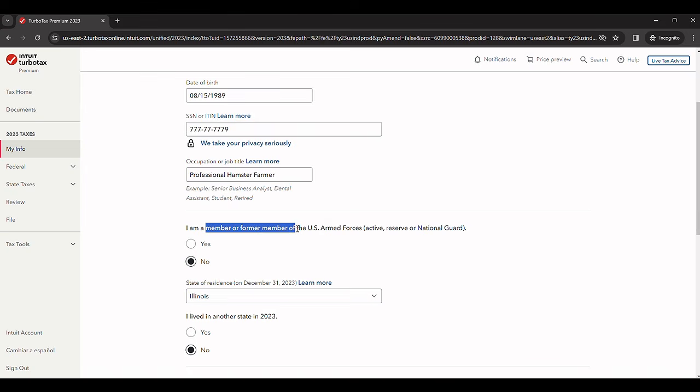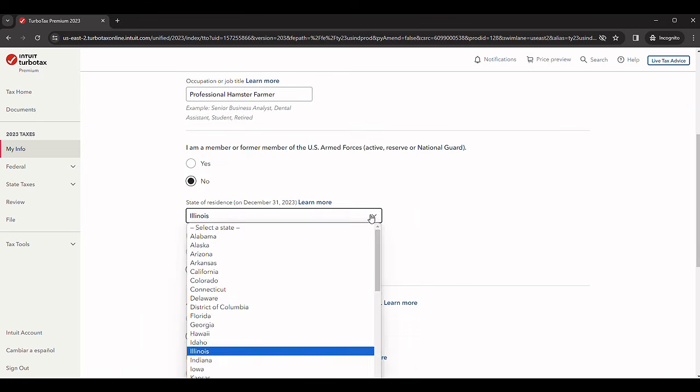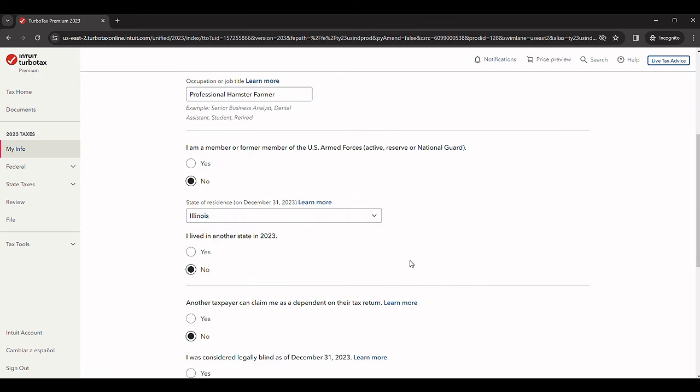They're going to ask you if you are a former member of the U.S. Armed Forces, what state you live in. They're asking you if you lived in another state in 2023, because if you did, you might be looking at a multi-state income tax return. It's more complex, but in this situation, we're going to say no, we just lived in one state.